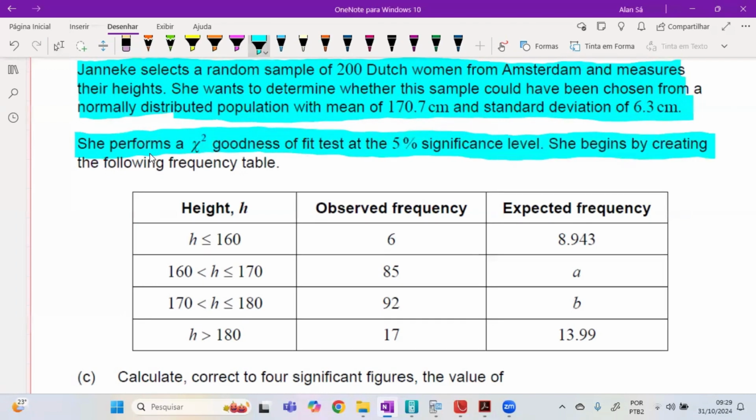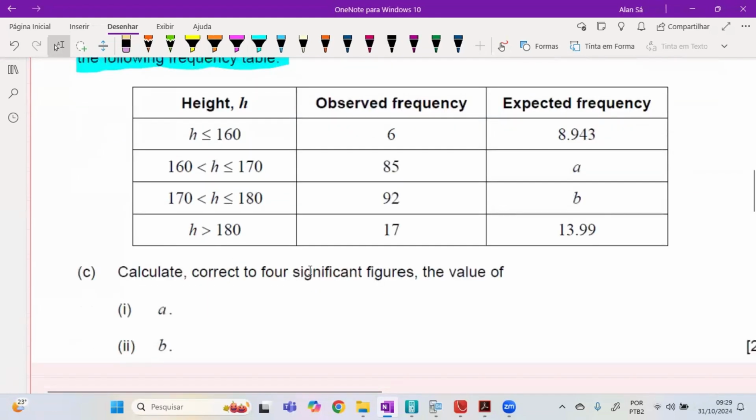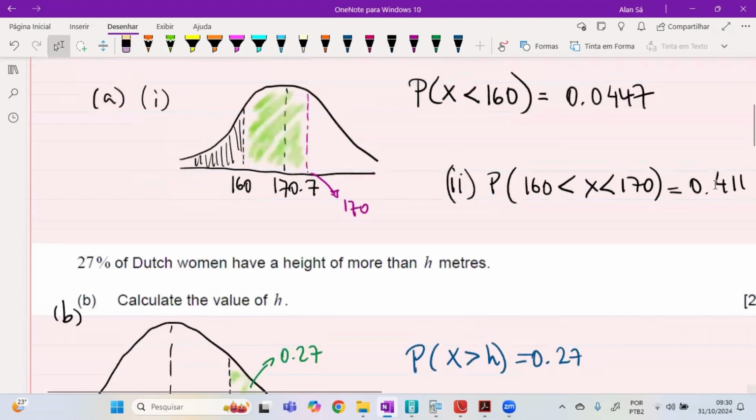She begins by creating the following frequency table. The table here shows observed and expected frequencies for each class. Calculate, correct to significant figures, the values of A and B. A is the expected frequency for the class of heights between 160 and 170. We have found this probability, 0.411 to 3 significant figures.